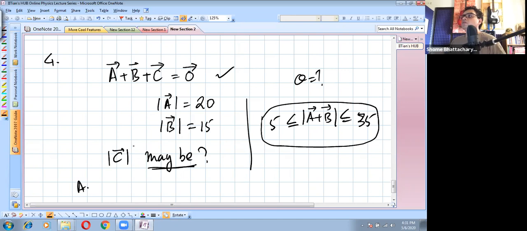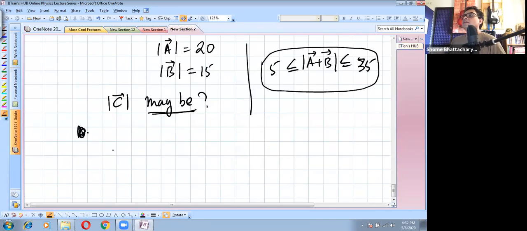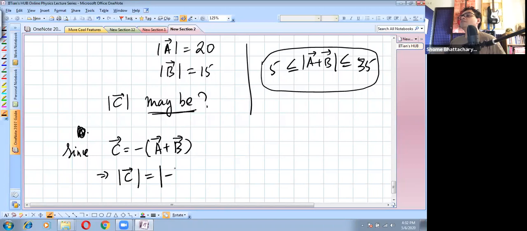Okay, let's understand that also. But before you come to this, you understand that C is negative of A plus B, because A plus B plus C was 0. So since C is negative of the vector sum of A plus B, it implies that the magnitude of the vector C is the magnitude of negative of A plus B. But since we are taking the magnitude, the negative doesn't matter. So it is actually equal to the mod of A plus B. So I know that mod of C is equal to mod of A plus B.